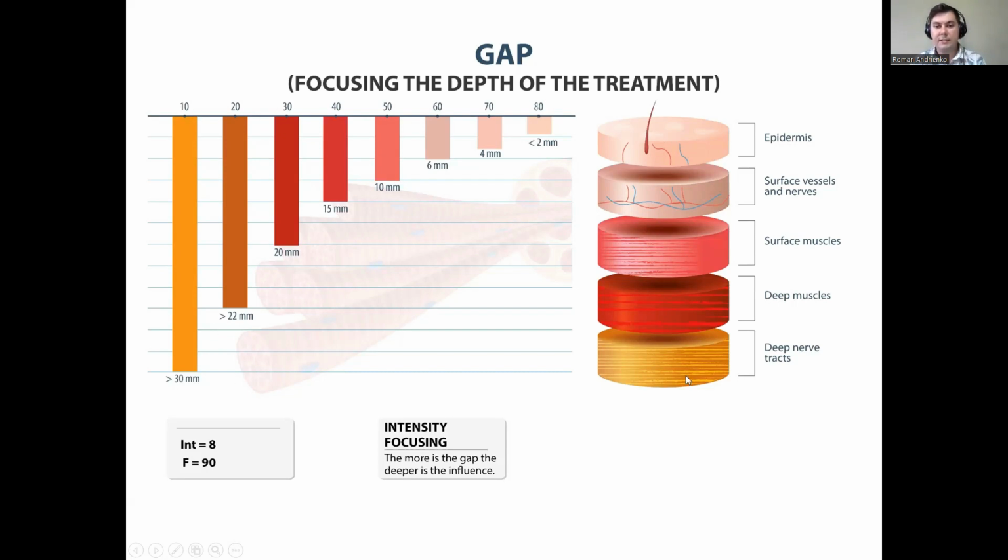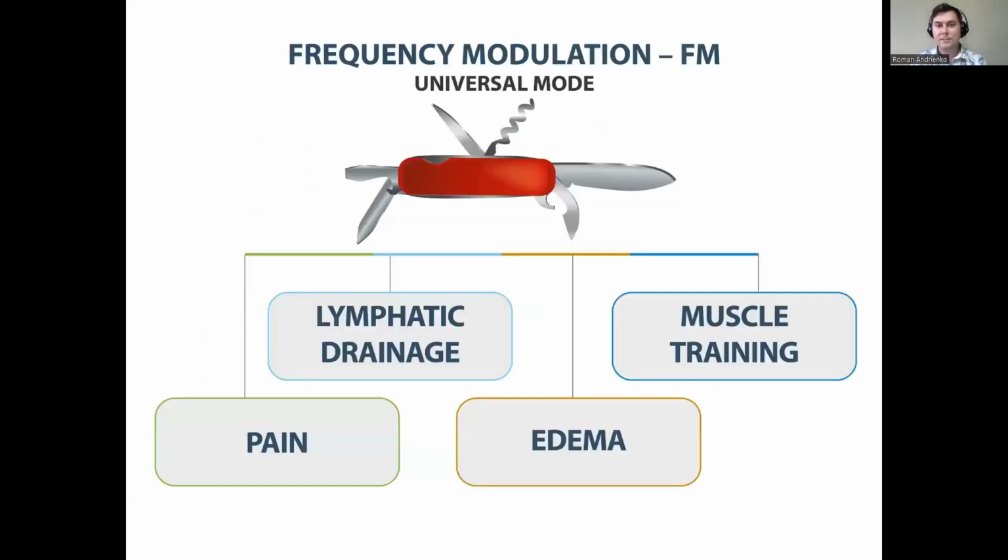And when we set the gap 10, we were able to record the vibration of the deep nervous tracts. So obviously, of course, if you will set different values here, say, frequency 60 and intensity 3, the diagram will look slightly different, but to help you understand the principle, I guess this is pretty much it. So we need the gap to focus our treatment signal, to focus the intensity. And what you need to remember here, that the more is the gap, the deeper is the influence. All right, let's go next.